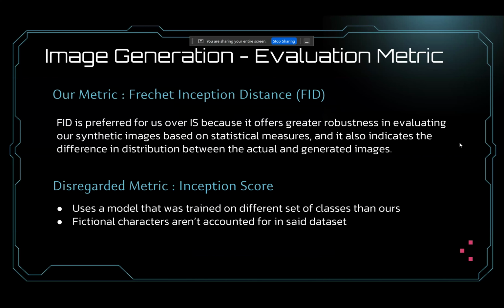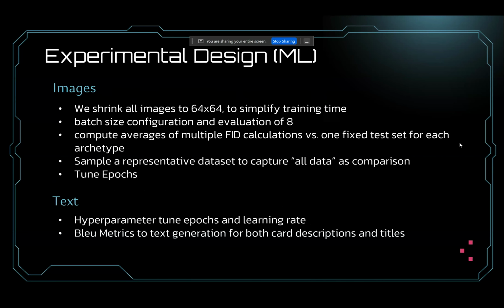Specifically for image, one of the considered metrics was Fréchet Inception Distance, which measures embeddings from fake images and embeddings from real images and compares them. The more similar they are, the lower the score. Inception score was disregarded simply because it was trained on ImageNet classes, and those classes don't account for anime-esque characters. And naturally, in the experimental design of this project, there are a few things we tune in each of them: epochs for images, epochs and learning rate for text, and different metrics for both.